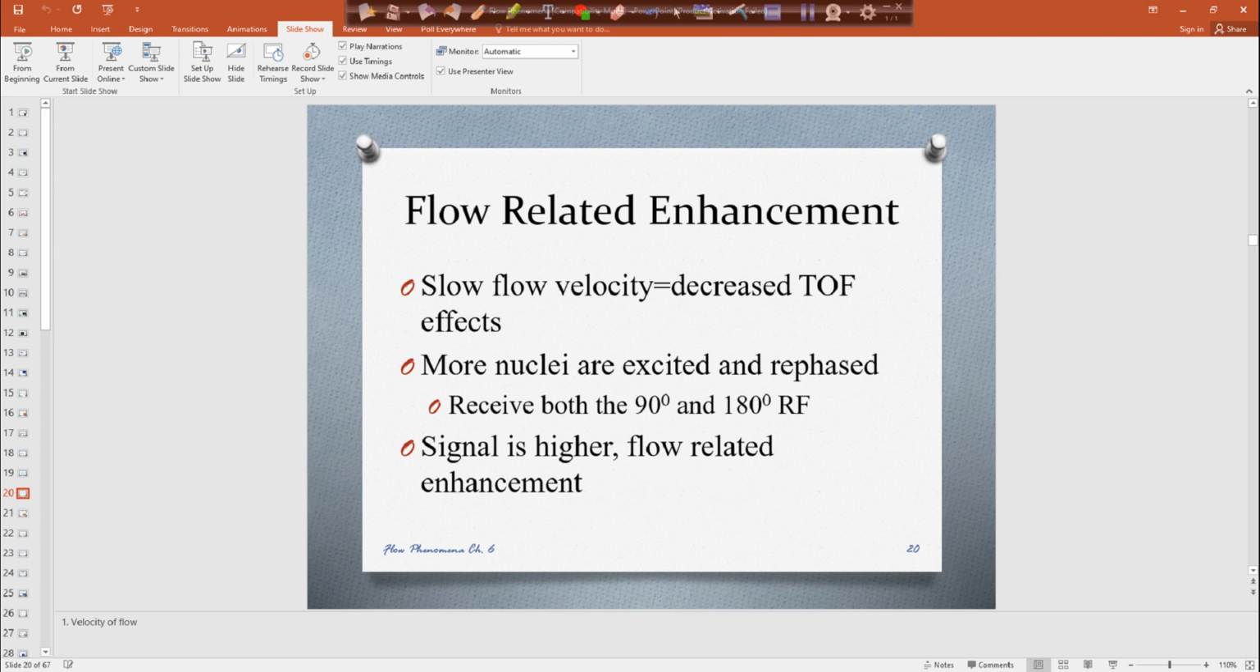So if we talk about slower velocities of blood, like our venous blood flow, this is going to decrease our time of flight effects. So we're going to have high signal, high SNR in the vessel. So more nuclei are going to be excited and rephased, so they'll receive both RF pulses. So signal is going to be higher. And we'll get what we call flow-related enhancement.